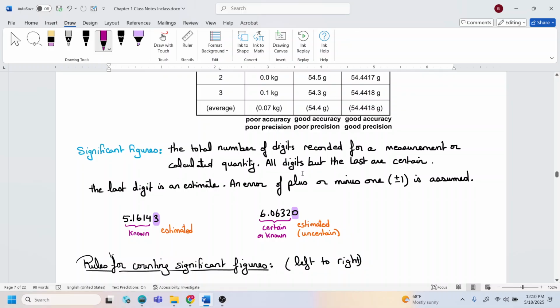So by definition, significant figures are the total number of digits recorded for a measurement or calculated quantity, and all the digits except the last one are certain. The last one is always estimated, the last one is always uncertain.